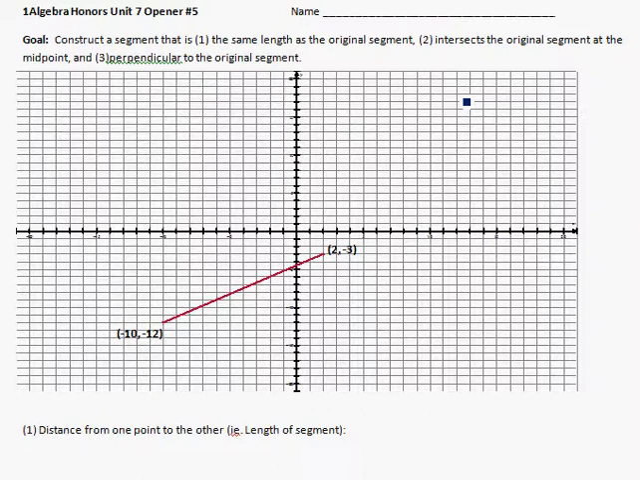For each example, I'll show you the formula that you can use, but I'll also show you a different way that you could approach the problem without using a formula. For number 1, we need to find the distance from one point to the other point. One way to do this is to use the distance formula.